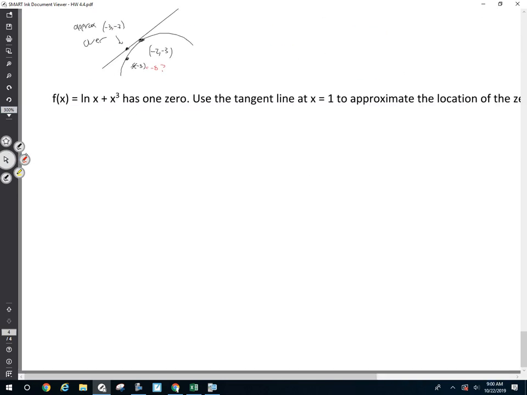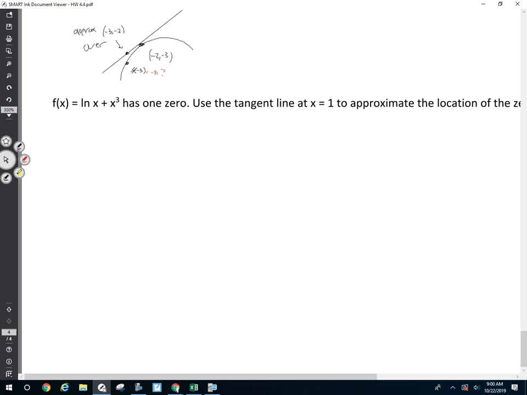All right, last one. F of x has (1, 0). Use the tangent line at x equals 1 to approximate the location of the zero. A zero is when we have an x coordinate that produces a y of 0. I got f of x, I got the log function. Its tangent slope generator is 1 over x plus 3x squared. If we want to find the tangent slope at 1, I get 1 plus 3, which is 4. And f of 1 would be log of 1 plus 1 cubed. That's just 1.